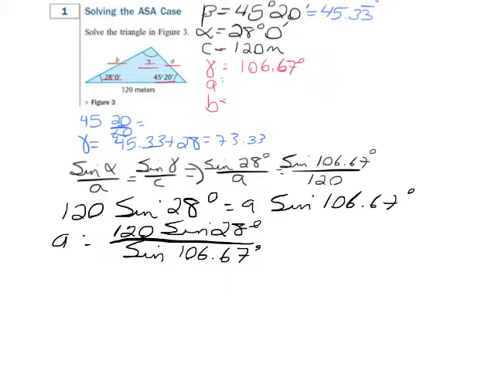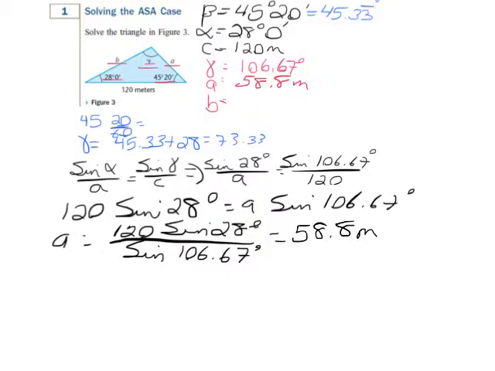Plug it in your calculator and you'll get the answer. Don't forget to change your calculator to degree. And when you plug it in, you get 58.8, and it's meters. So A is 58.8 meters.